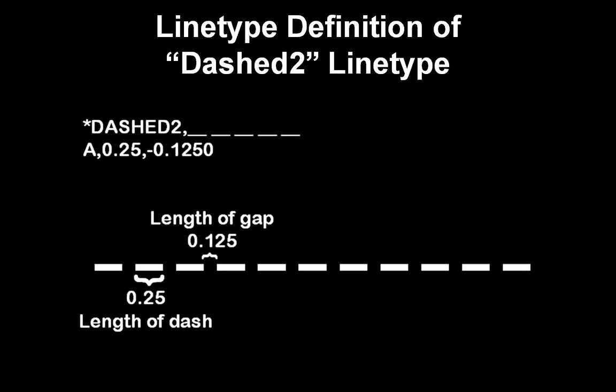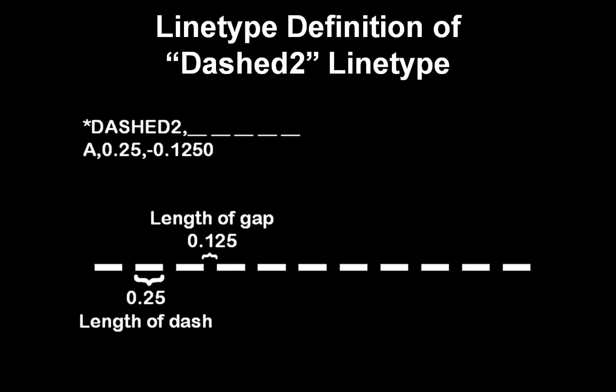The 0.25 defines the length of dashes in the line type definition. The 0.125, notice that it's a negative, so this tells you how archaic this is. This goes back to the days of pen plotters. A minus told the pen plotter to pick up the pen. So a negative is a pen up and a positive is a pen down. So we have a pen down for a dash of a 0.25 distance, and then a pen up for a distance of 0.125 to show that gap.